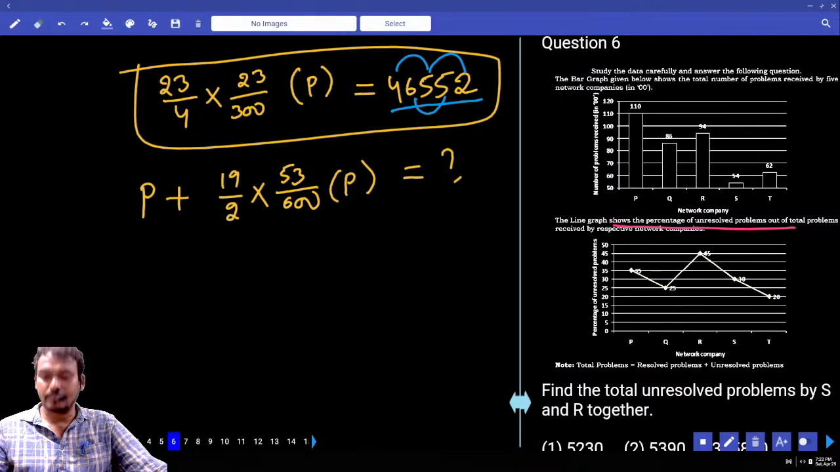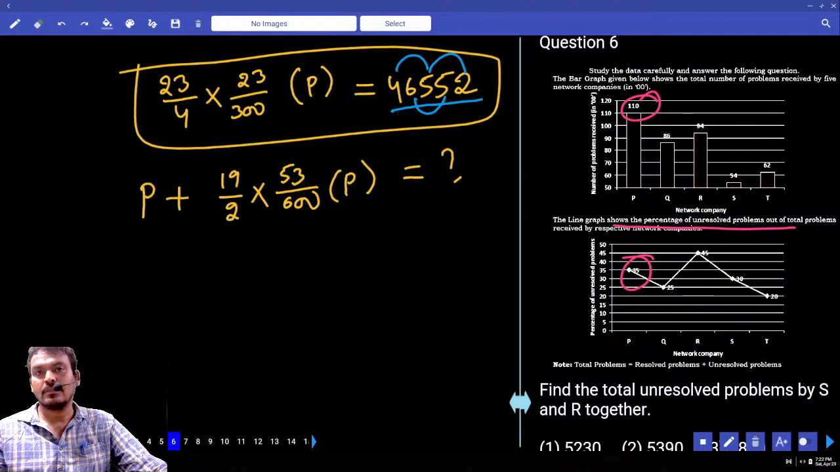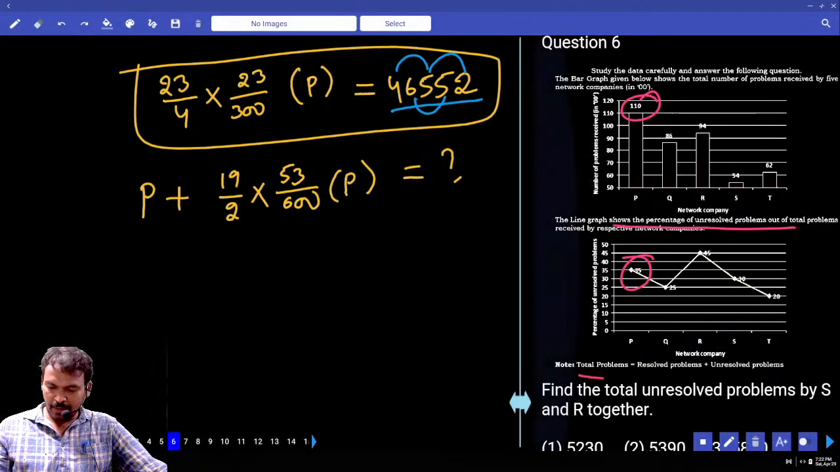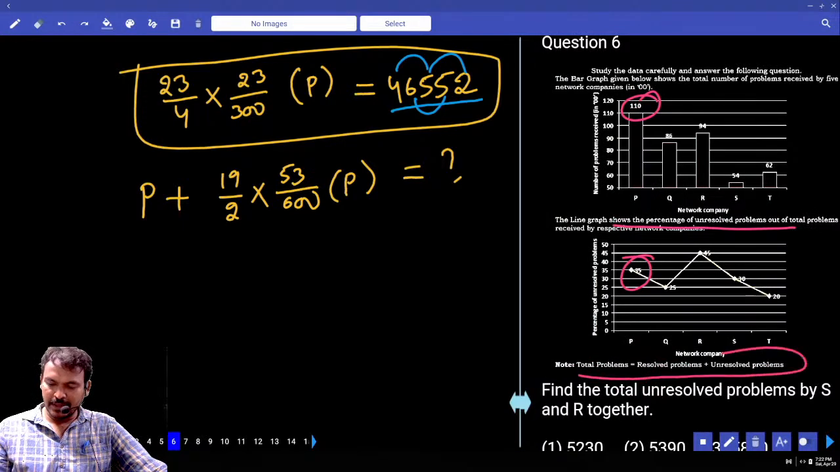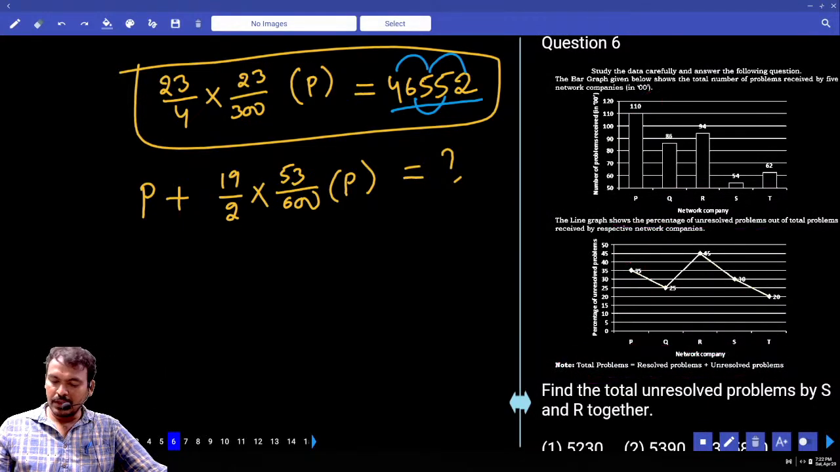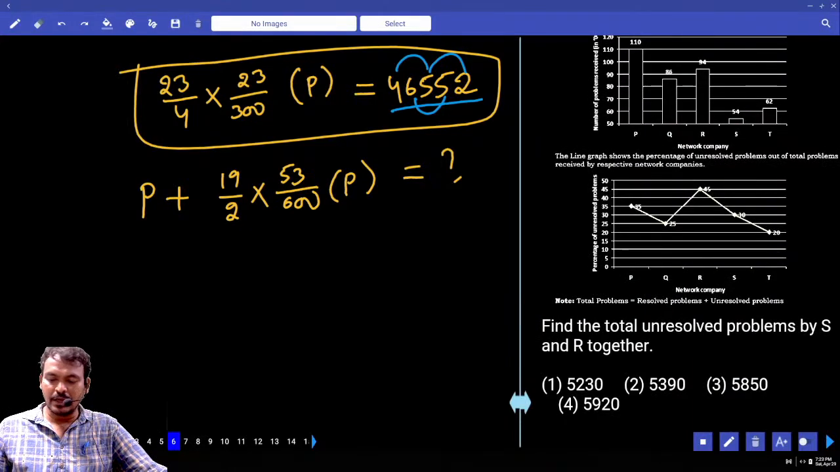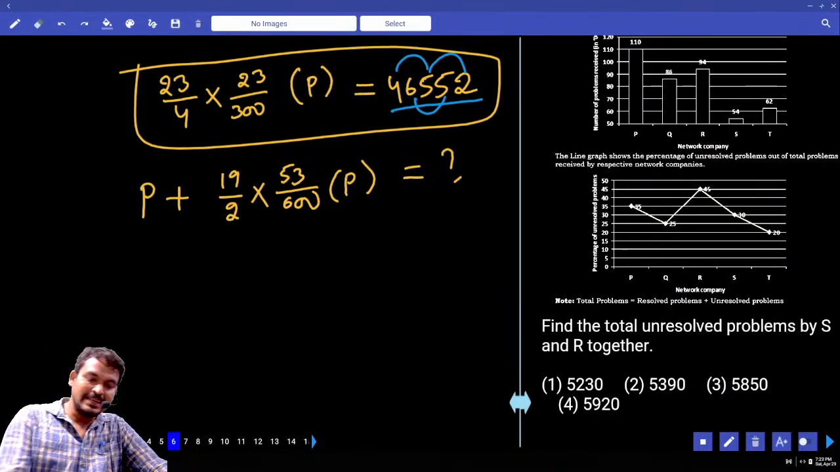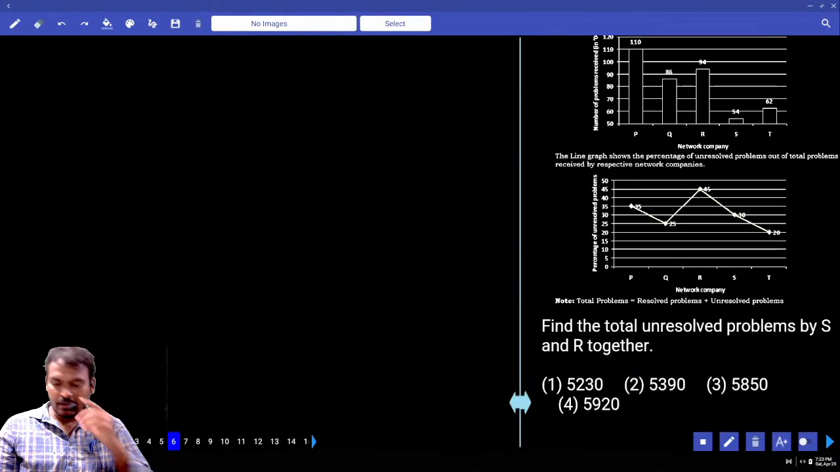Unresolved problems are out of 110, how much percent are unresolved? 35%. Means resolved is how much percent? 65%. Total problems means resolved problems plus unresolved. Out of 110, 35% are unresolved means resolved problems are 65%. What is the question here? Find the total unresolved problems by S and R together.